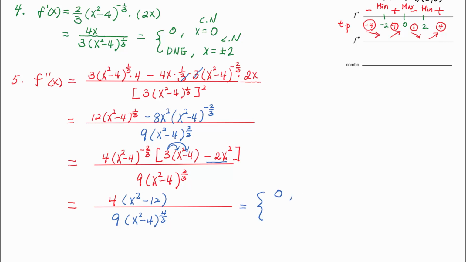So then our f double prime is 0 when the numerator is 0. And my numerator is 0 and the denominator is not 0 if x squared is 12.